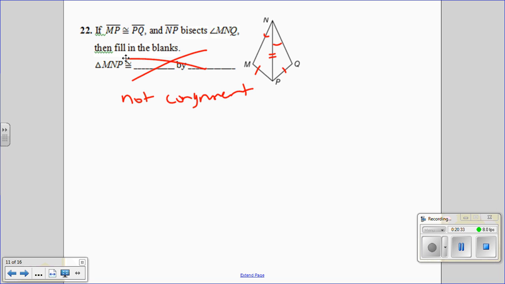So we're not going to fill in any blanks. These triangles are simply not congruent because it doesn't meet one of the big five.